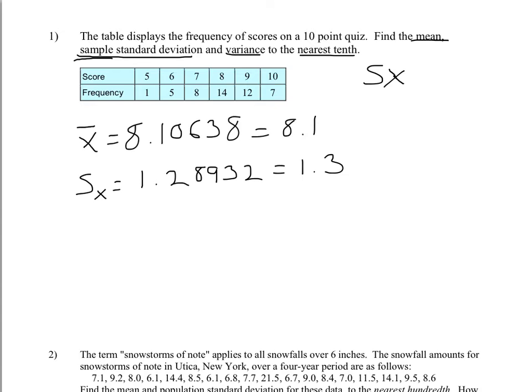Now I'm going to ask you to do a little bit of calculation and find the variance. So what I need to do is square S sub x. I'll square that, and what I get as an answer is 1.66235, which is equal to 1.7. Take a moment and write down all these notes.